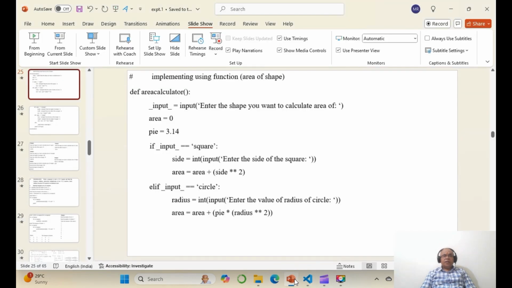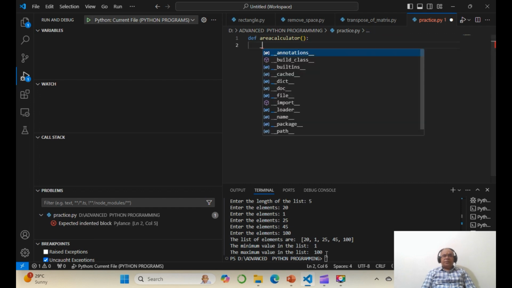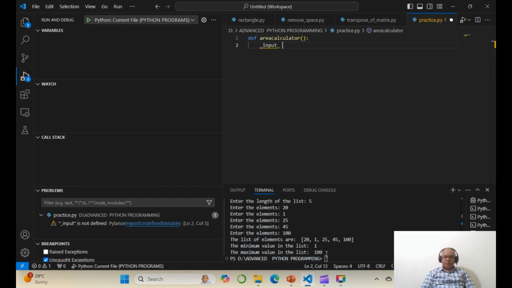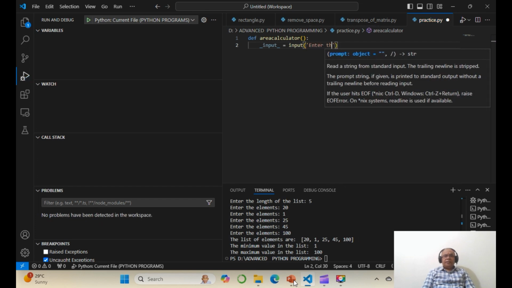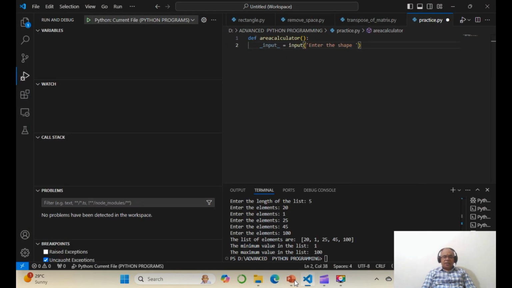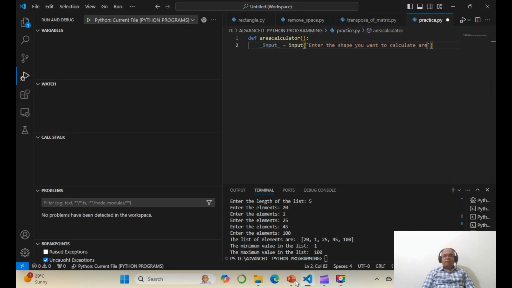Area calculator. Then shape_input equals input, enter the shape you want to calculate the area of.